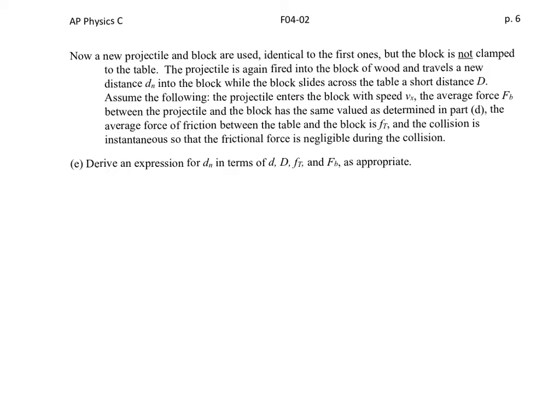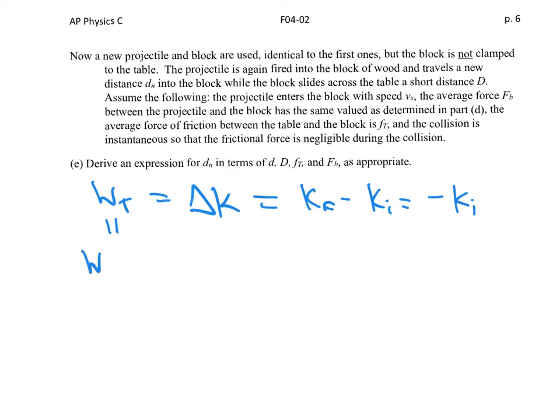Okay, well, let's still use that the total work done is delta K, which is K final minus K initial, which is minus K initial because K final is 0. And the total work done is going to be the work done by the block plus the work done by friction on the whole thing. So, putting all these together, we have the K initial plus the work done by the block plus the work done by friction has to be 0.